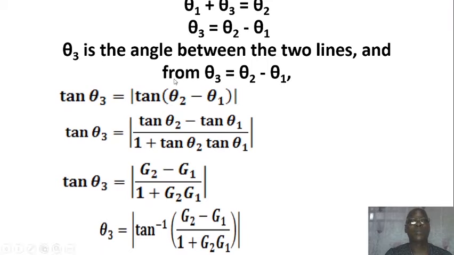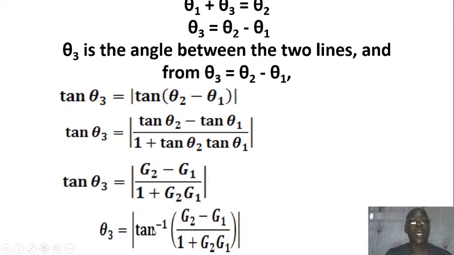By formula, tan of theta 2 minus theta 1 becomes tan theta 2 minus tan theta 1 all over 1 plus tan theta 2 tan theta 1. So what we are going to do is to write this down. In short, you have to write everything down and go through it one time and another in order to know how to do it. We shall use G to represent the tangent since it measures the gradient. So tan theta 2 becomes G2 and tan theta 1 becomes G1, for which we want to make only theta 3 the subject of the formula.